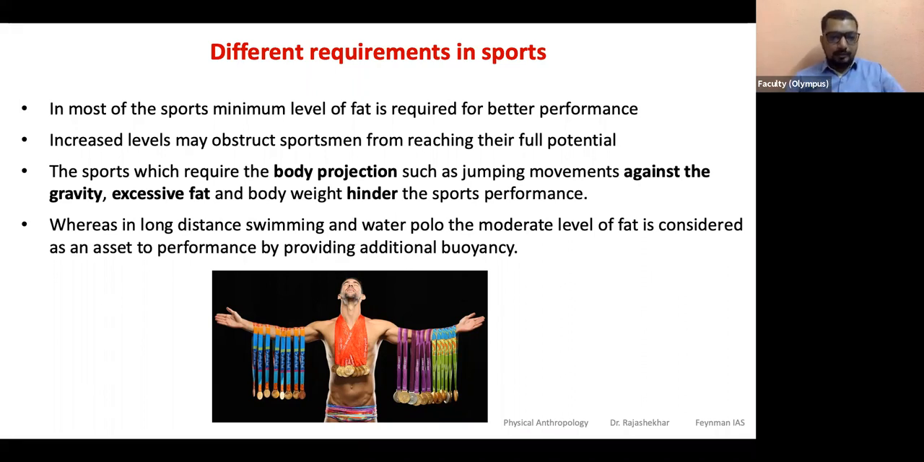So, for example, in long distance swimming, what you notice with Michael Phelps, and also in water polo, a moderate level of fat is considered an asset. Why? Because it helps with additional buoyancy. Buoyancy is the upthrust we feel, the pushing force acting against you when you fall in water and try to swim. That little amount of fat is required to push you up.